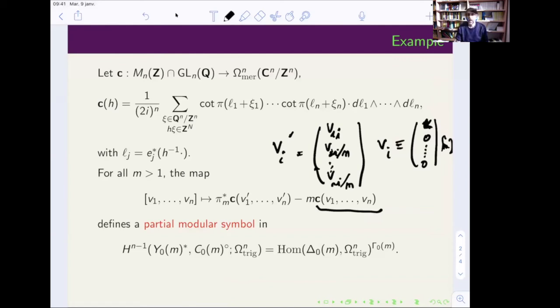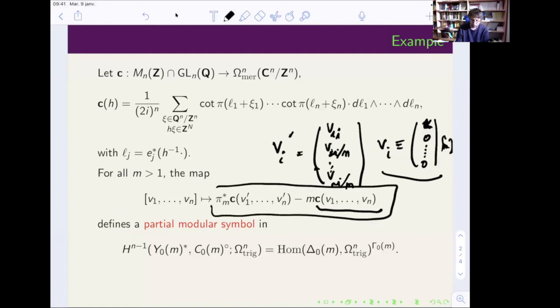Okay, you can divide by m the last coordinate, because I restrict to modular symbols that are associated to the special flag that are in the orbit generated by vector in the orbit of E1 by gamma naught of M. So these are exactly this type of vectors. And now on this partial modular symbol, I have this expression where pi m is just this map.